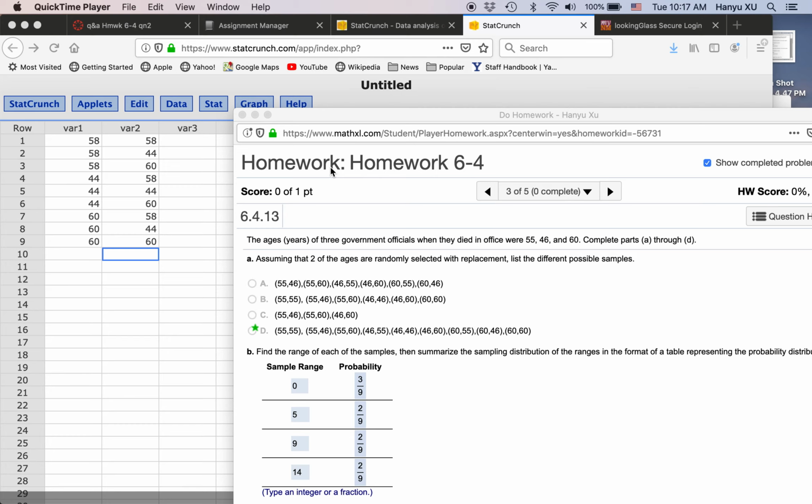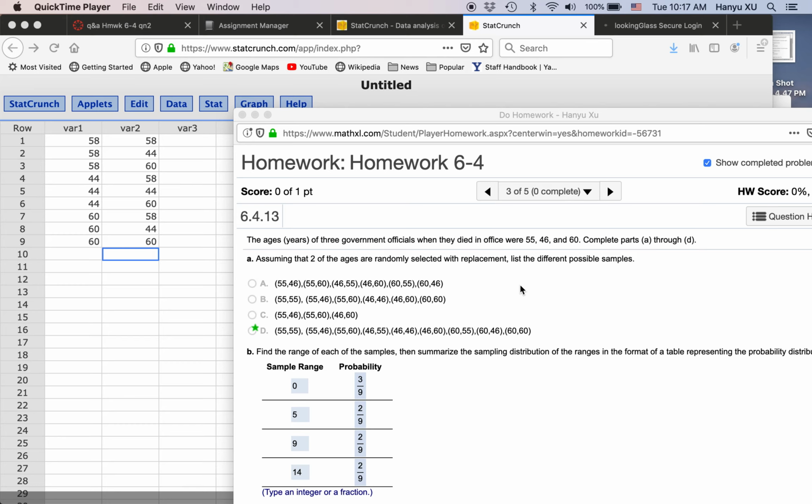Okay, everyone, I'm going to show you how to do 6.4 question number 3. For this one, there are 3 ages of government officials, and they died at 55, 46, and 60. You want to choose 2 ages with replacement. So you want to list all possible samples.